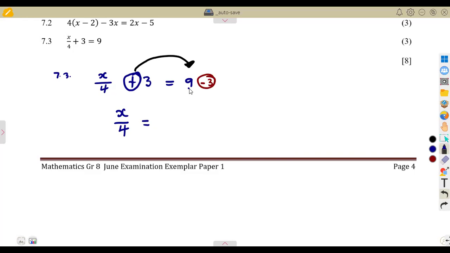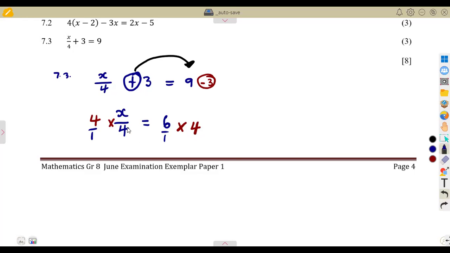So that's 9 minus 3. What is 9 minus 3? 9 minus 3 is 6. So this is it. It's a fraction. This is the same as 6 over 1. So what is the LCD of 4 and 1? That is a 4. Remember, you want to remove the fraction. So you multiply by the LCD this side. You also multiply by the LCD this side to remove your fraction.